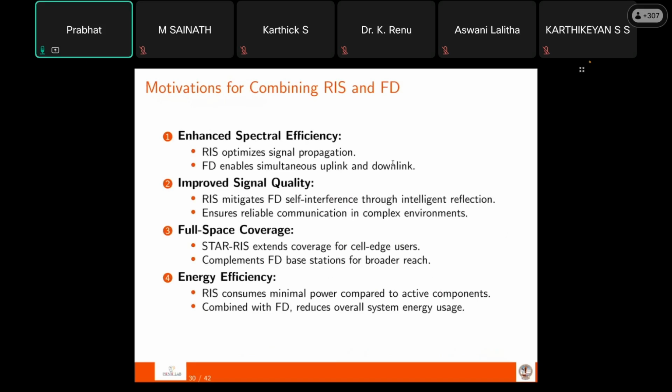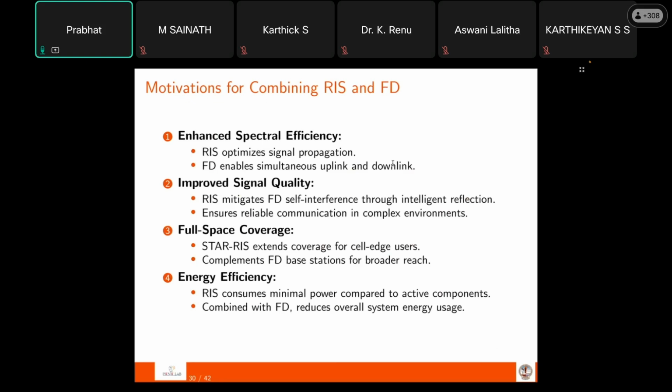So now, why should we combine RIS and FD? What are the motivations for combining reconfigurable intelligent surface and full duplex wireless technology? One motivation is enhanced spectral efficiency, which can be achieved through RIS and through full duplex technology, because full duplex enables simultaneous transmission and reception, uplink and downlink, and RIS also facilitates optimized signal propagation.